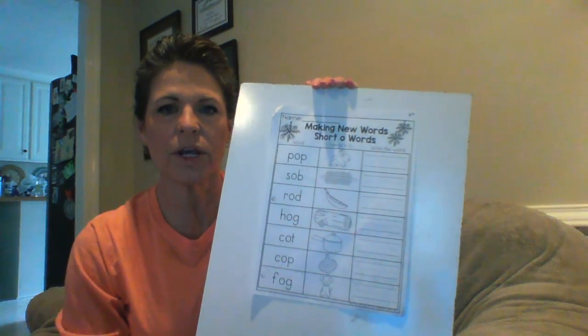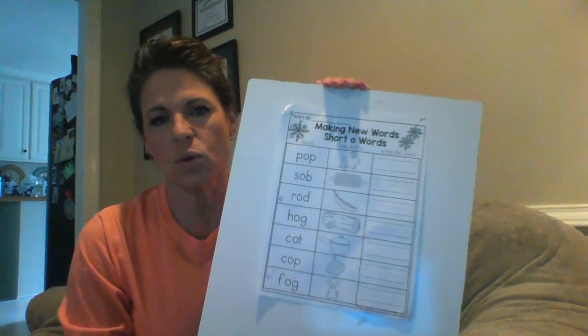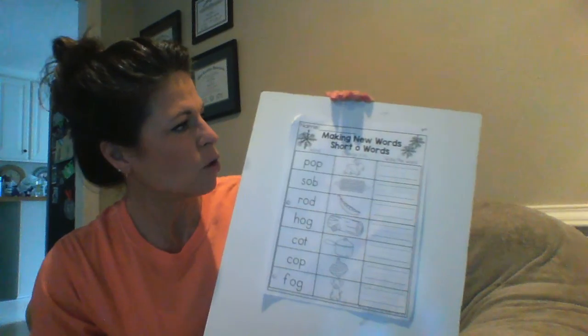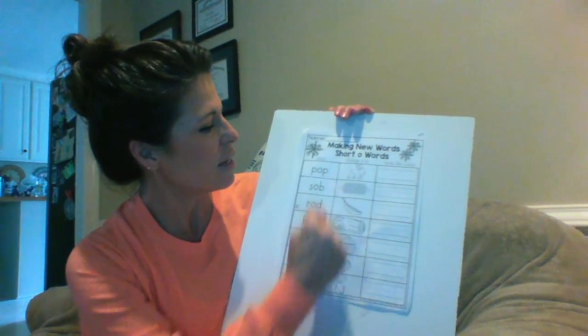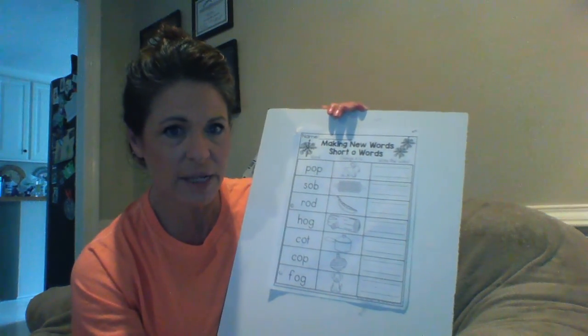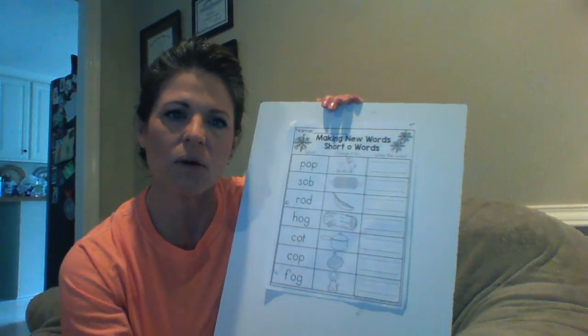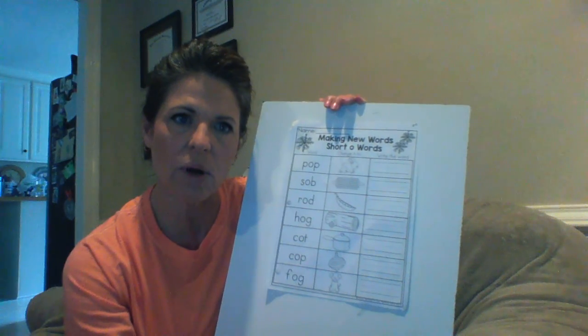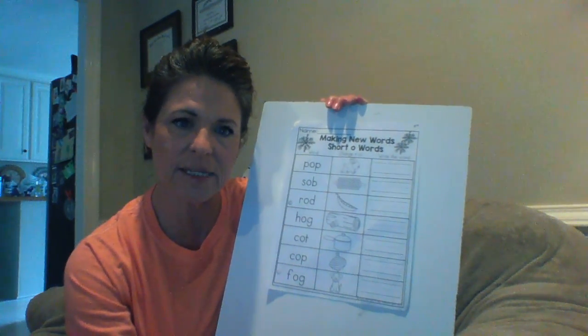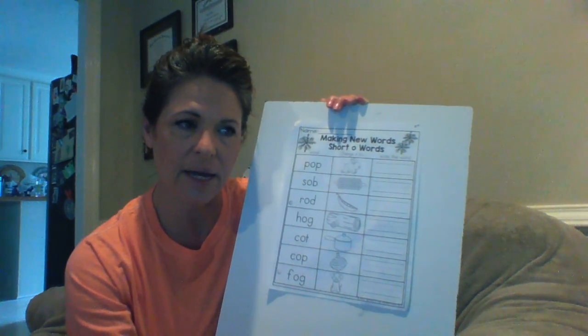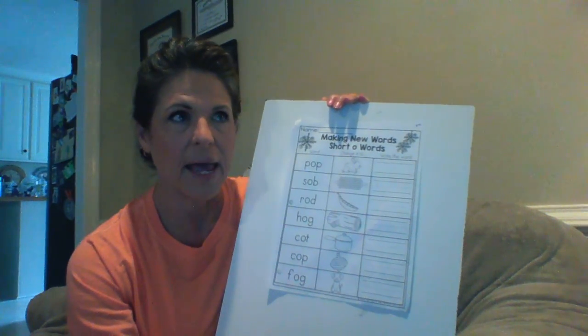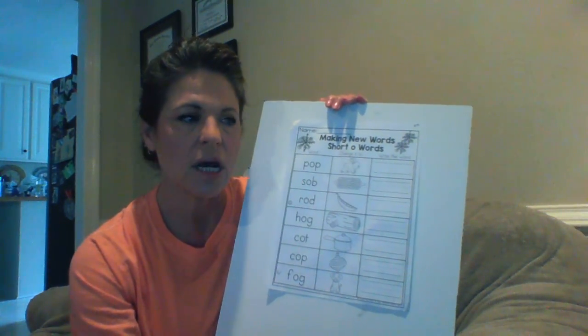Today we're going to be working on reviewing the short sound O. And we're going to do that by making some words. So go and find your worksheet that looks like this, and it says Making New Words, Short O Words. So before we get started, we need to think about what sound does short O make? And short O makes the ah sound, like octopus and ostrich.